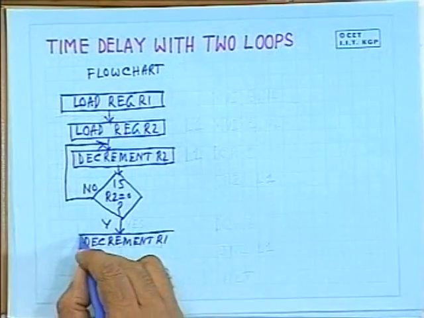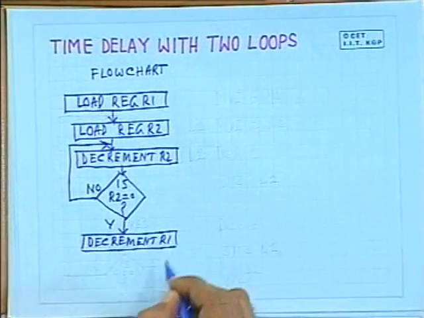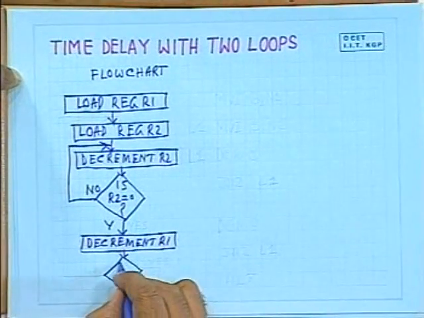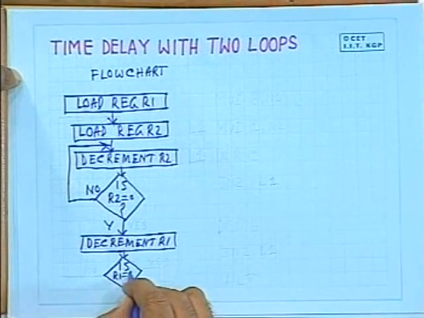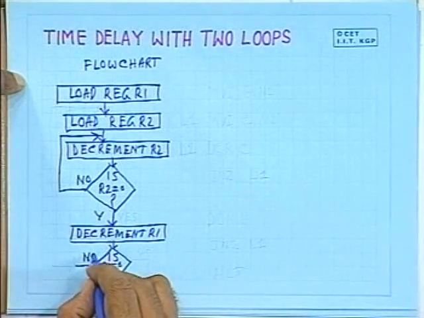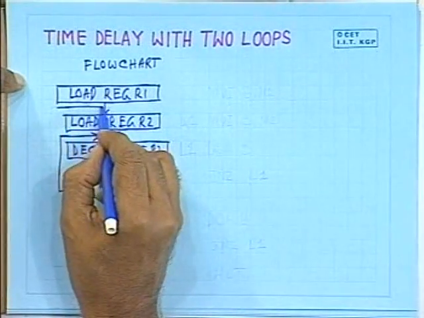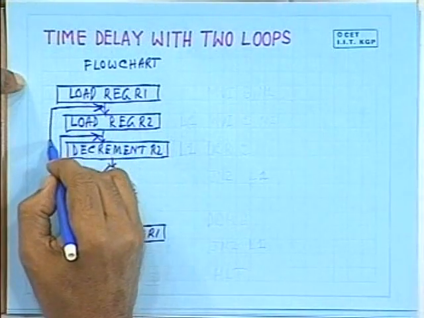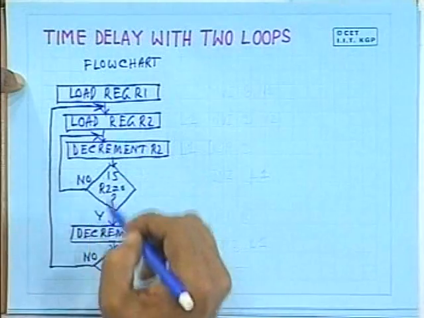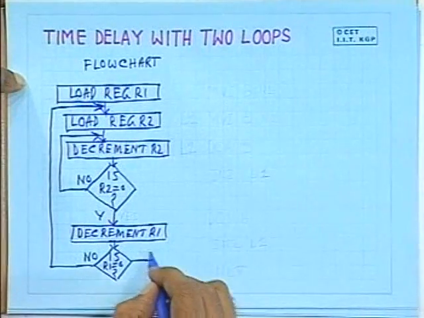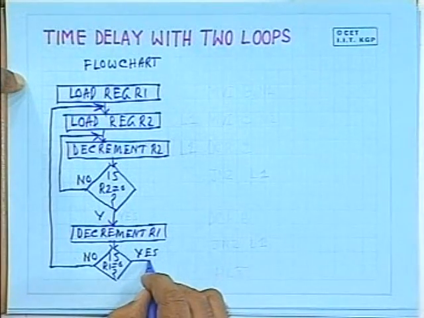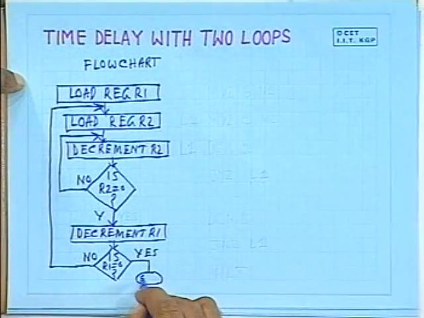R1, and here you check whether R1 has become 0. So, is R1 equal to 0? If the answer is no, you go back here to the outer loop. So, you see we have two loops, one is the inner loop, another is the outer loop, and if the answer is yes, then you come out of the outer loop and stop.